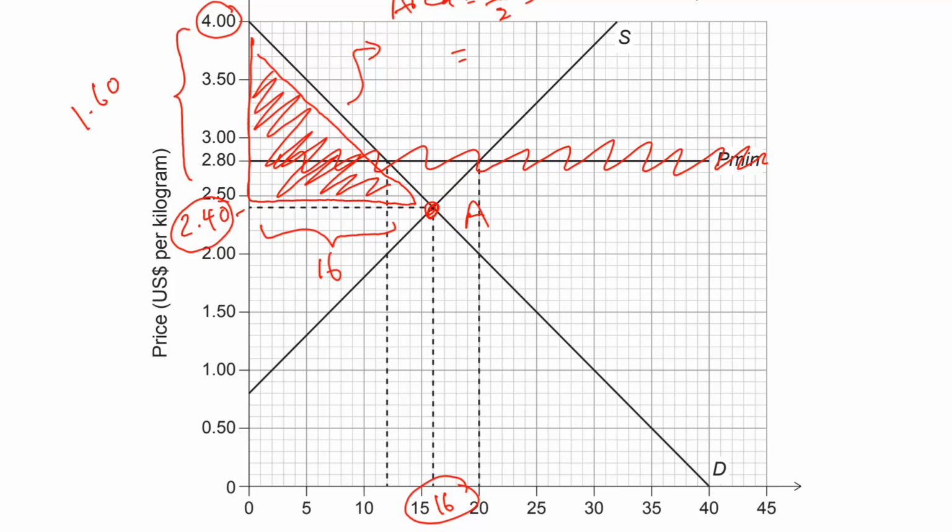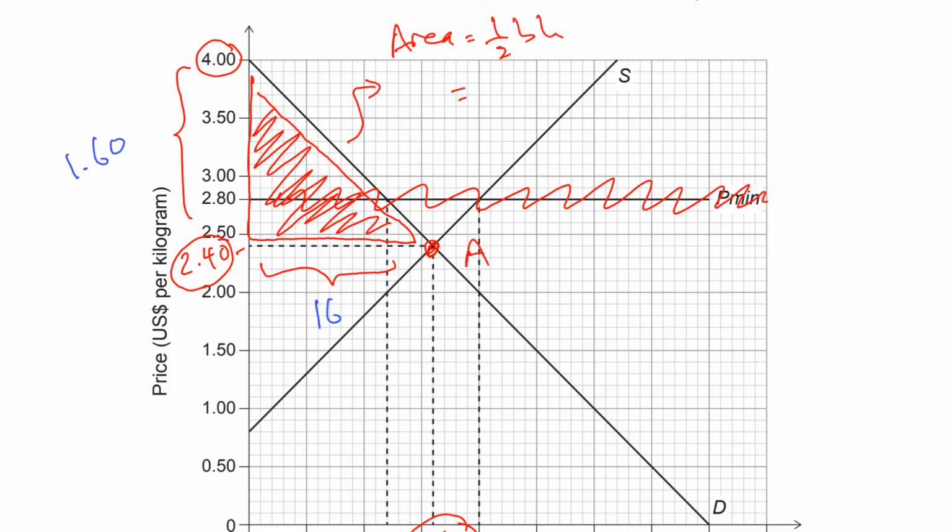Right, so now we know that this, actually, you know what, I'll use a different color. I don't want to confuse you too much. I'm going to use blue. So that's going to have a base of 16 and a height of $1.60. Okay, so coming back to the area. Area is going to be half base times height, and we said the base was 16 and the height was $1.60.